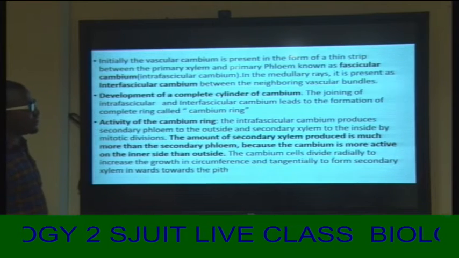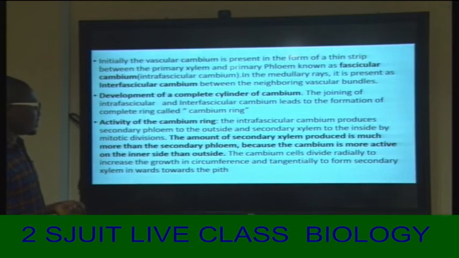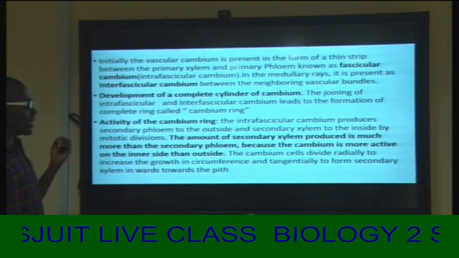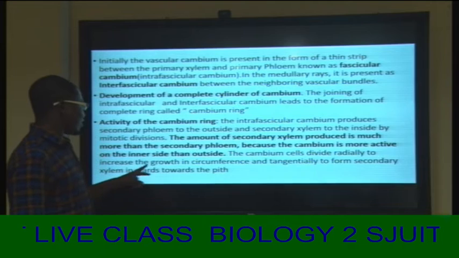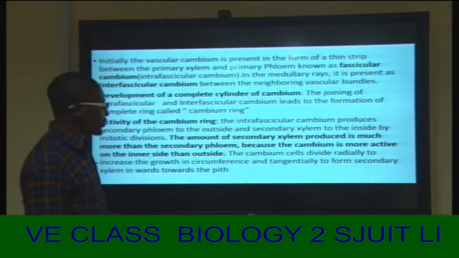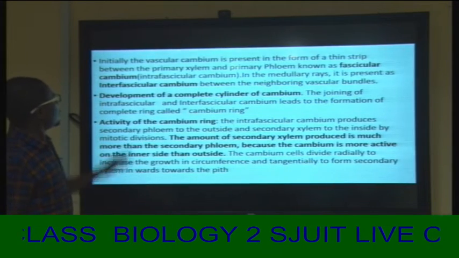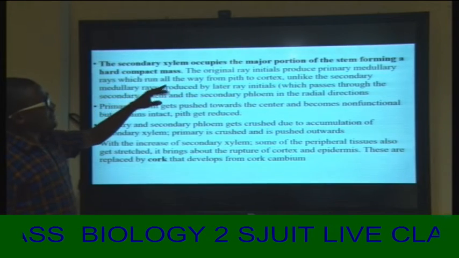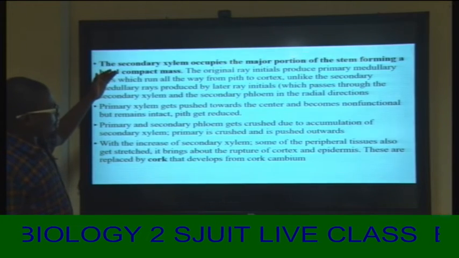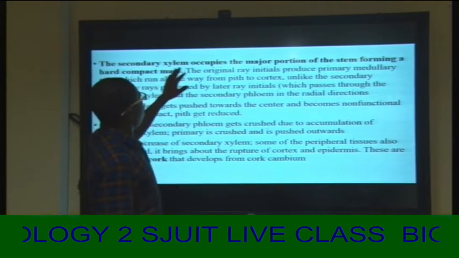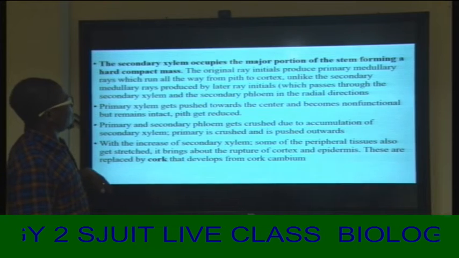Of course, the amount of secondary xylem produced is much more than the secondary phloem, because the cambium is more active to the inside than to the outside. So the cambium cells divide radially to increase the growth in circumference, and tangentially to form the secondary xylem inwards towards the pith. The secondary xylem occupies the major portion of the stem, forming a hard compact mass, the wood.